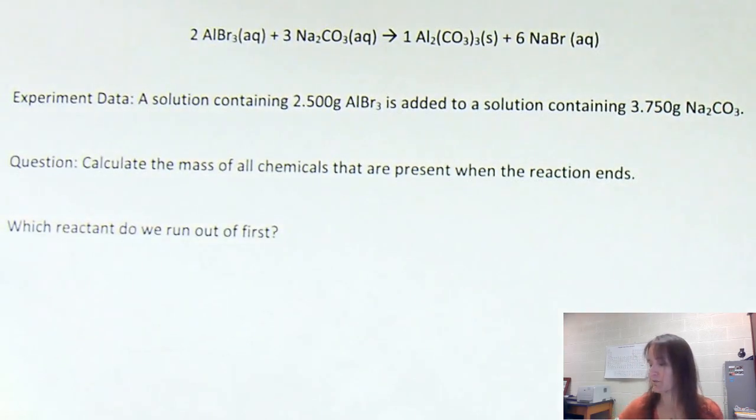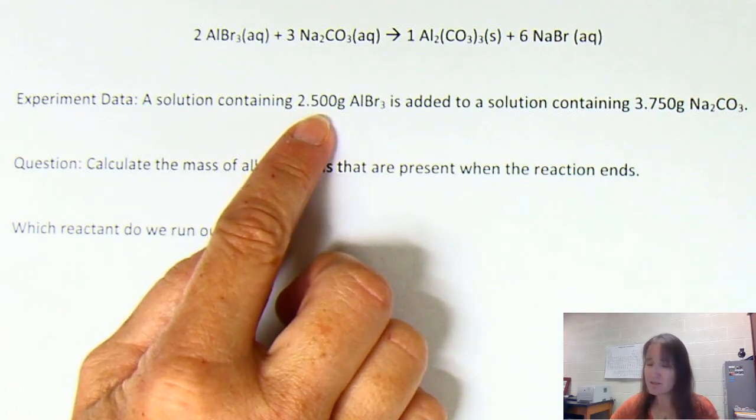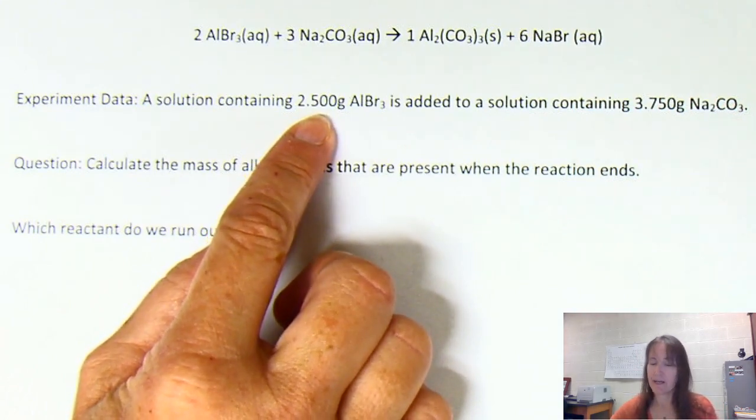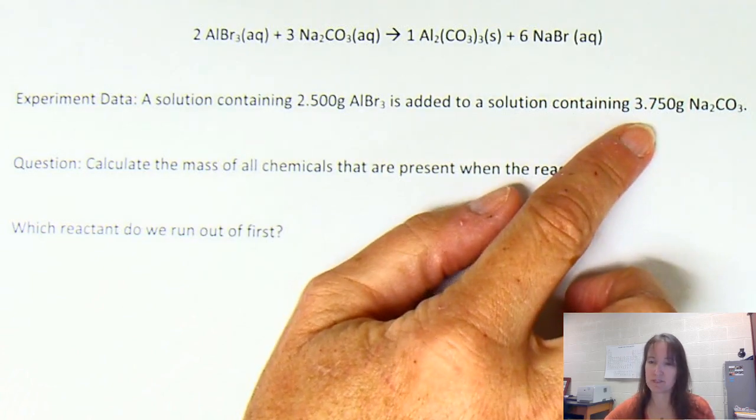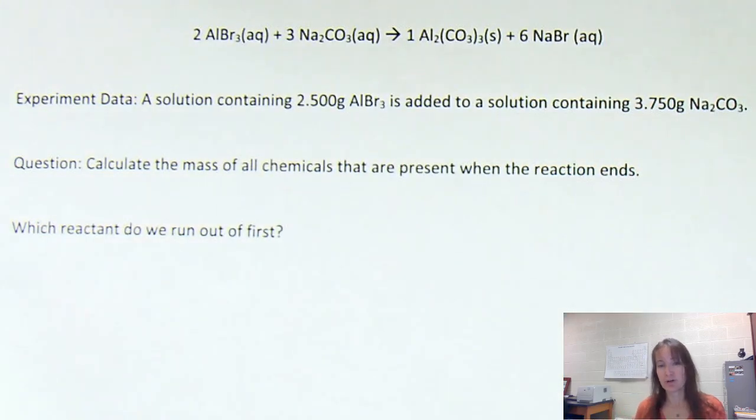So what we have here is the reaction between the aluminum bromide and sodium carbonate, and we have a solution that has 2.500 grams of aluminum bromide, and we're mixing it with a solution that contains 3.750 grams of sodium carbonate. You have to have both of these chemicals present in order for the reaction to occur. They both have to be dissolved in solution for the reaction to occur, and then a precipitate of the aluminum carbonate would be formed. So, given those amounts, we should be able to calculate the mass of all the chemicals that would be present when the reaction ends, because at some point we're going to run out of a reactant and the reaction will stop.